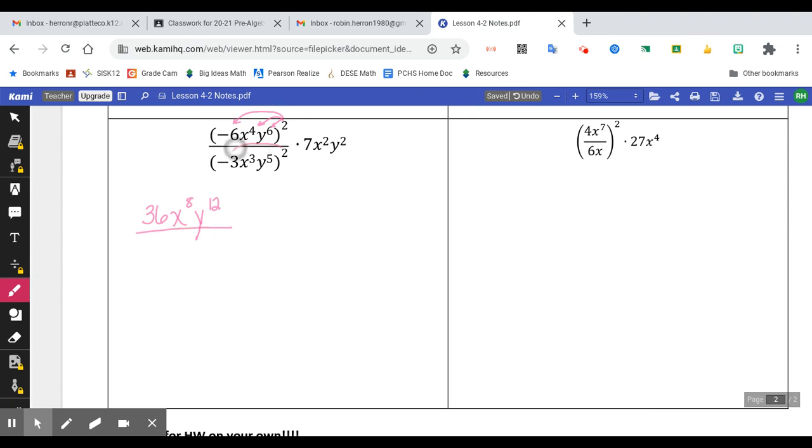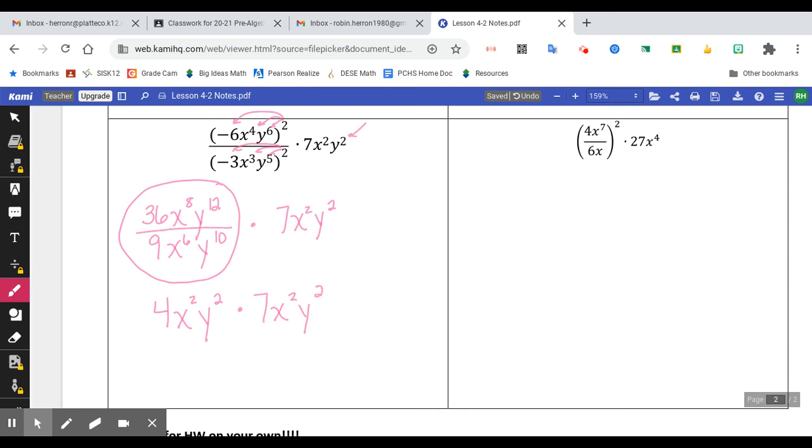Over on the bottom, I'm going to distribute this 2 all the way through. So -3 squared would be 9. And then I have x to the 6th, y to the 10th, times 7x squared, y squared, because I didn't touch this part over here. Now, let's simplify the left side. This whole section here needs to go first. So 36 divided by 9 gives me 4. Subtract because it's division. So x to the 2nd, y to the 2nd, or squared, right? Times, this part over here hasn't changed, so 7x squared, y squared.